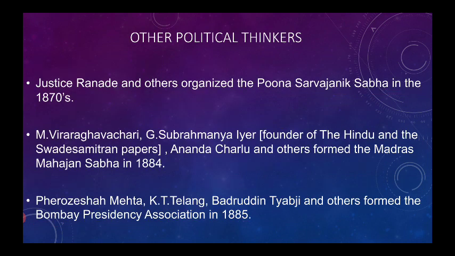So next one is other political thinkers. There were many other political thinkers, for example, Justice Mahadev Govind Ranade, who along with others organized the Poona Sarvajanik Sabha in 1870. And the next one, V. Viraraghavachari and S. Subramania Iyer. Subramania Iyer was the founder of the Hindu and the Swadeshamitran newspapers. And Ananda Charlu and others formed the Madras Mahajan Sabha in 1884.